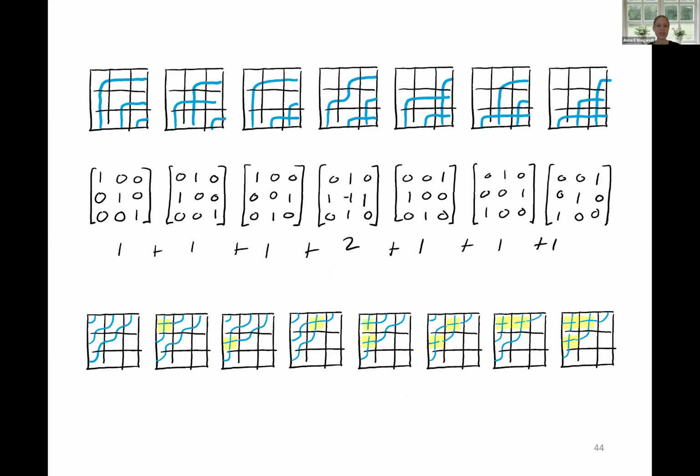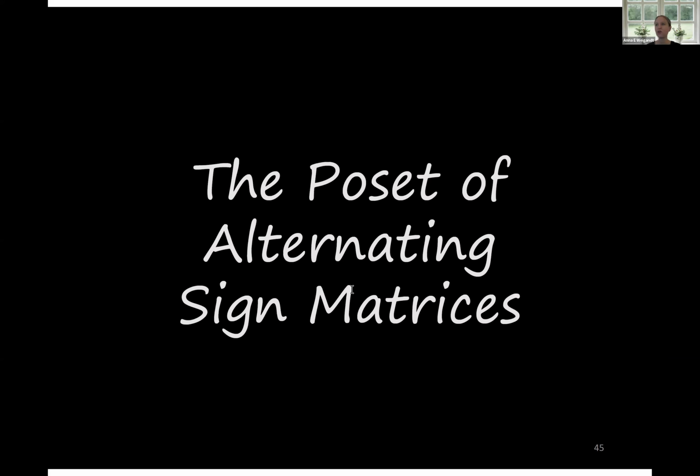Okay. And then this is showing here's our bumpless pipe dream row and the corresponding ASMs. Here's all of our pipe dreams. And then here, this one is counting for 2 things, basically. So this one bumpless pipe dream ought to go with 2 pipe dreams. Okay.